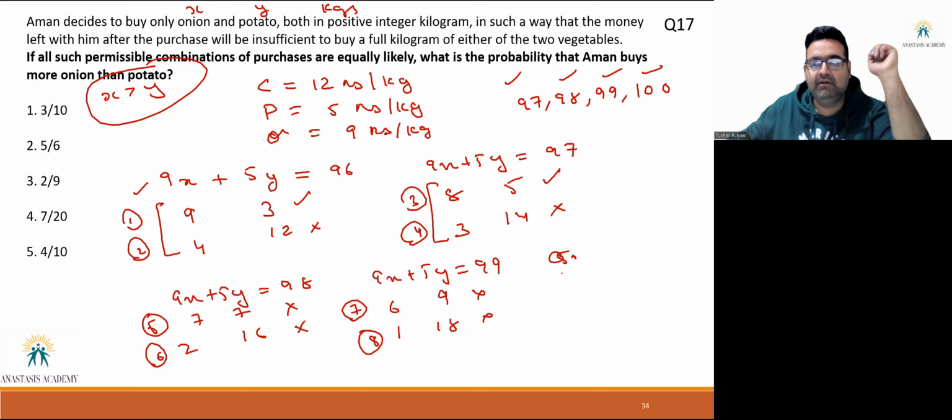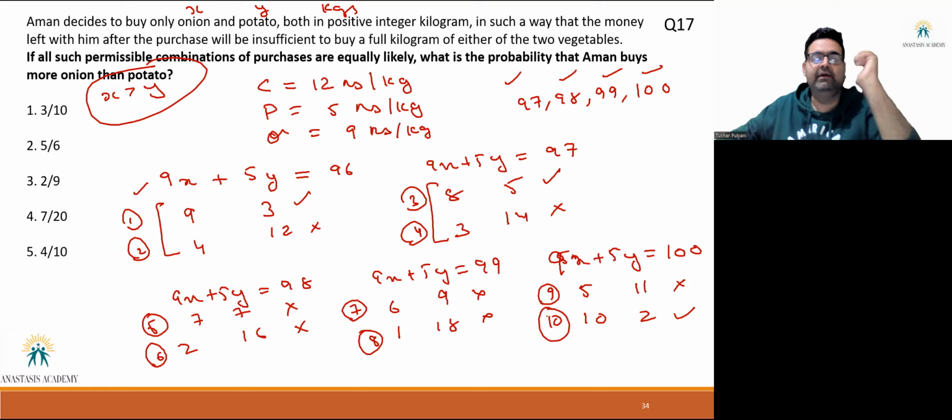Finally, 9x plus 5y equals 100. Last equation we have to solve. This will again give you two solutions, (5, 11) and (10, 2). This is not favorable. This is favorable. This is solution number 9. This is solution number 10. So there were 10 solutions. Out of them, 1, 2, 3 are favorable. So the probability is 3 out of 10.